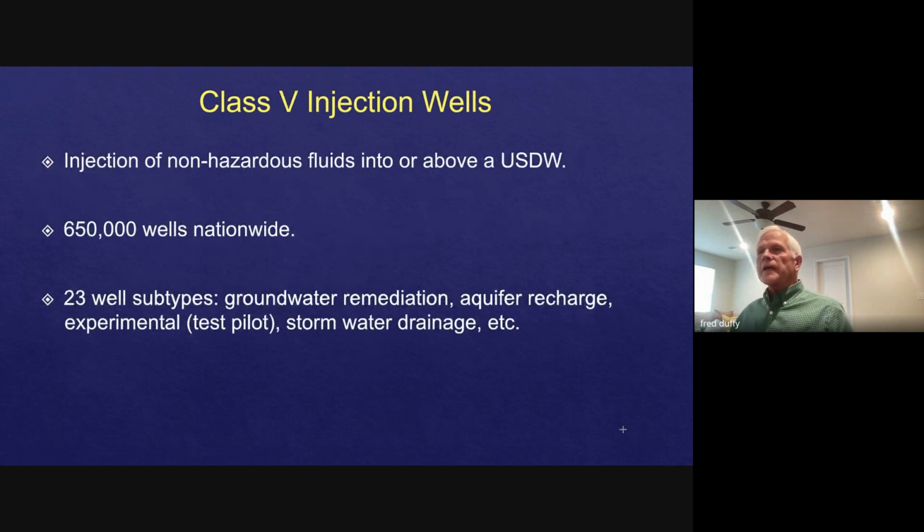Next one. Okay, class 5. This is probably the largest class of wells. These are the real shallow wells, usually just a few hundred feet deep. They inject non-hazardous fluids into a USDW, and what they're injecting supposedly does not degrade the USDW in any form, and a lot of times that is based solely on TDS. Okay, there are 650,000 of these wells nationwide. There are 23 types. These wells are used for groundwater remediation, aquifer recharge, sometimes experimental projects, stormwater drainage. I'm not going to talk any more about the class 5 wells.